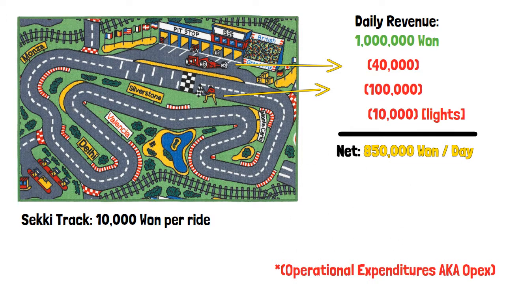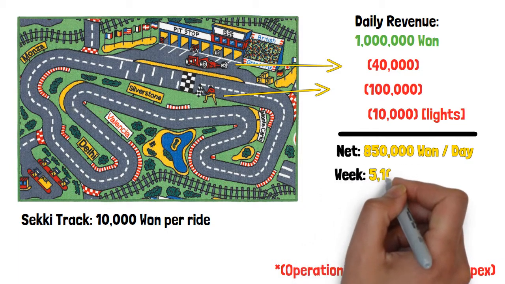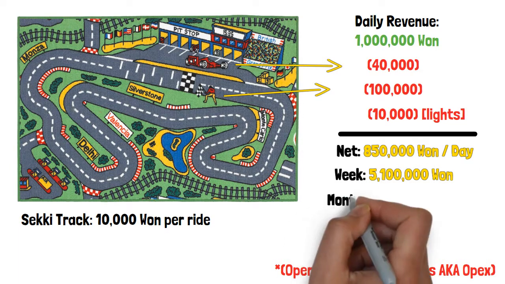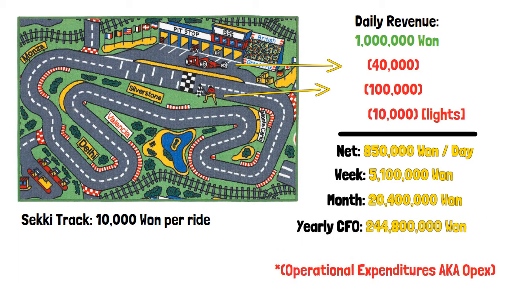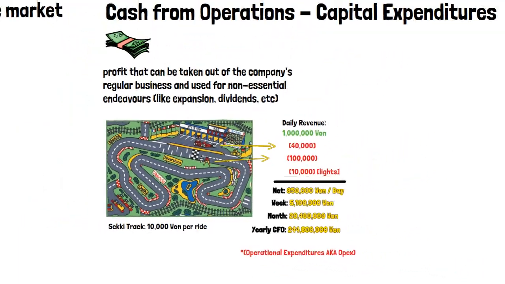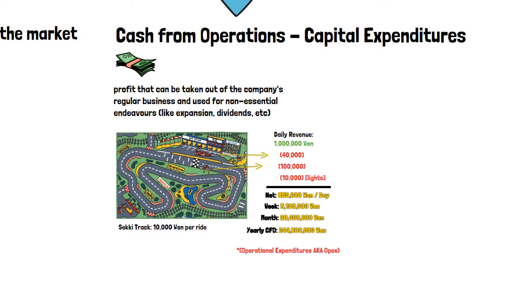That's what, 1 million won minus 150,000 won. Now let's say my guy is open 6 days a week. That makes it 5.1 million won per week, 20.4 million per month, and 244.8 million per year. Alright, cool. So we're sitting at a cold 244.8 million won in cash from operations, but remember that free cash flow also needs to subtract CapEx, and we're going to talk about that for a quick second.